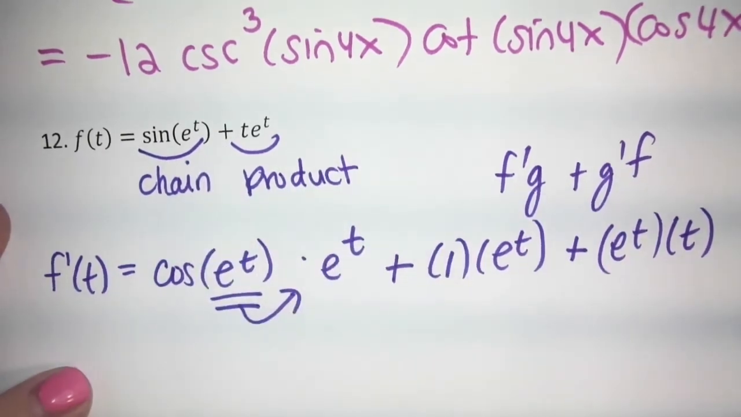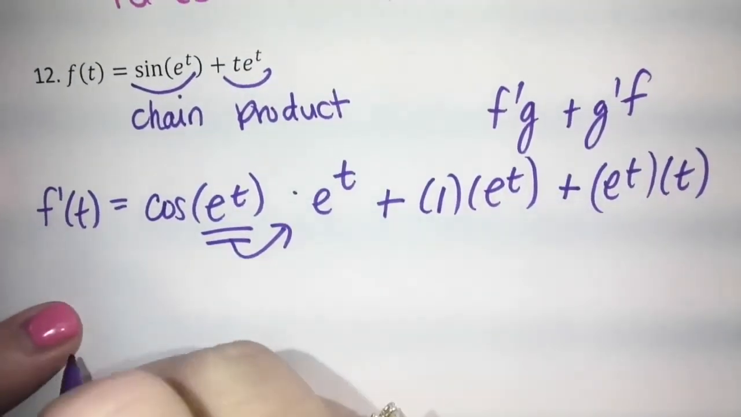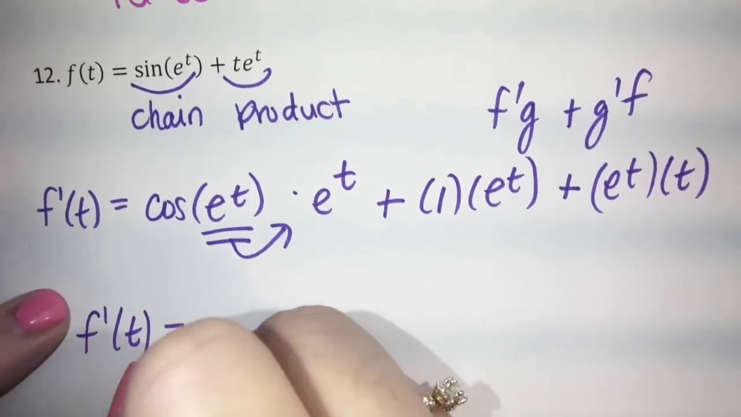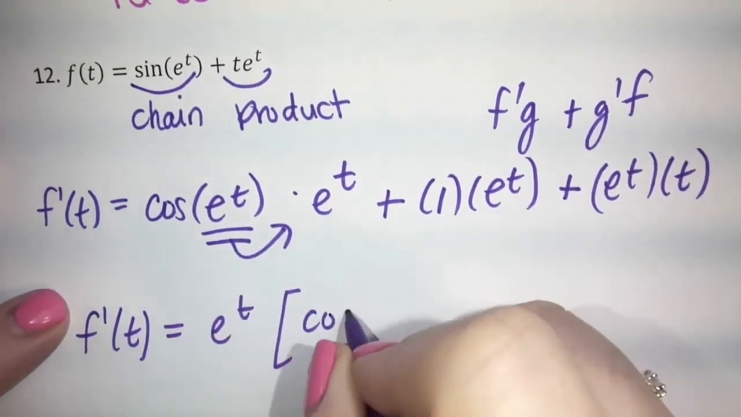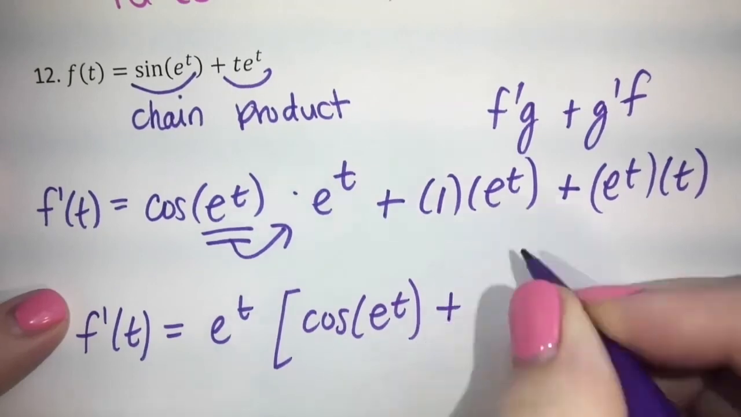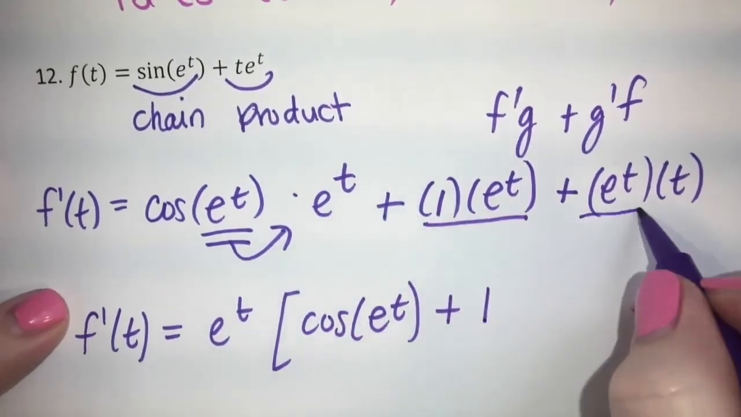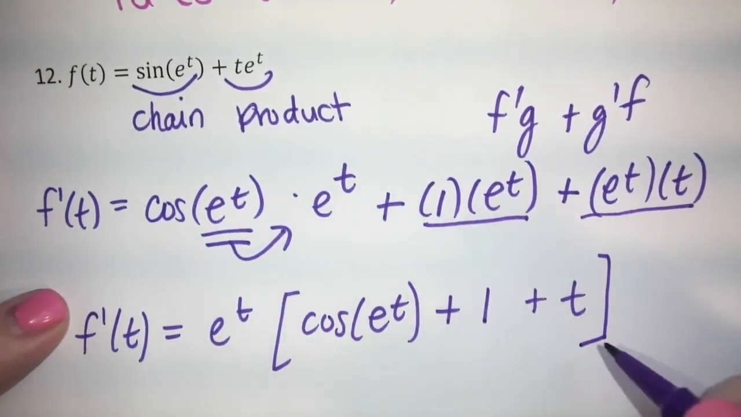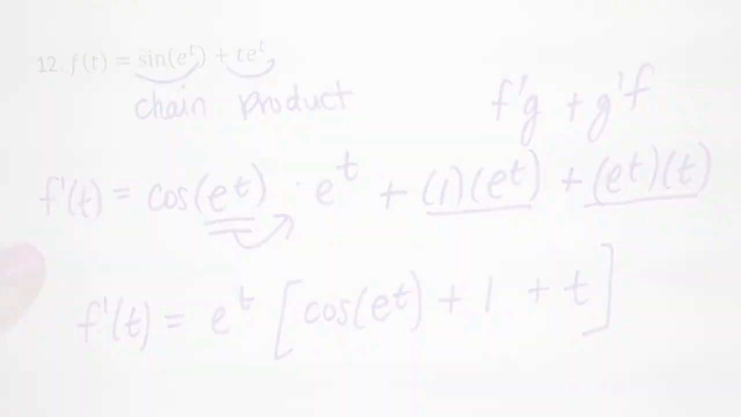And we could take out a common factor of e to the t, and we would have left cos e to the t, plus here we would have 1, and here we would have t. And that would be our final answer.